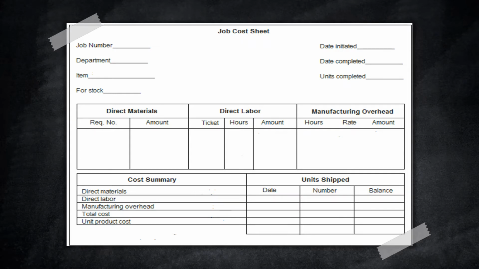Also, we have the manufacturing overhead part, which will be further discussed later. So, for our cost summary, dito natin ilalagay lahat. Yung direct materials, direct labor, manufacturing overhead, and yung total cost nitong lahat, and unit product cost.